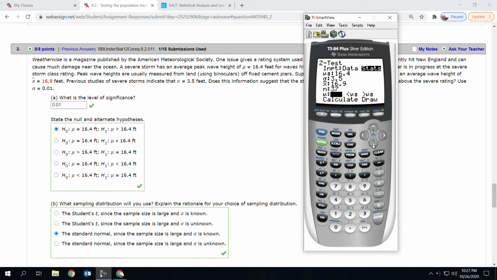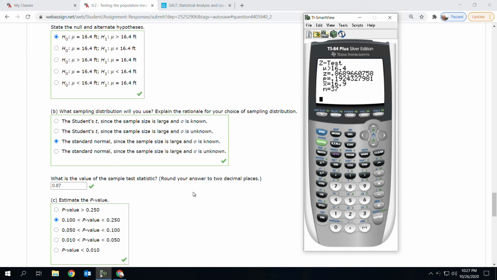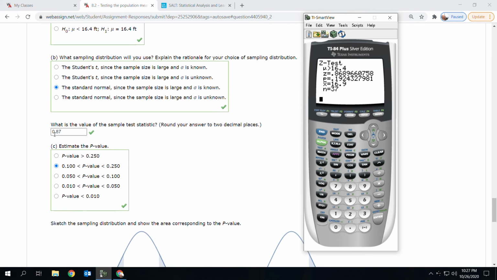This time we're looking for greater than. Our alternative is to be greater than. Swing over to greater than your null hypothesis average, and then calculate. Our z-value is 0.868, which again rounds to 0.87. Our p-value is 0.192.